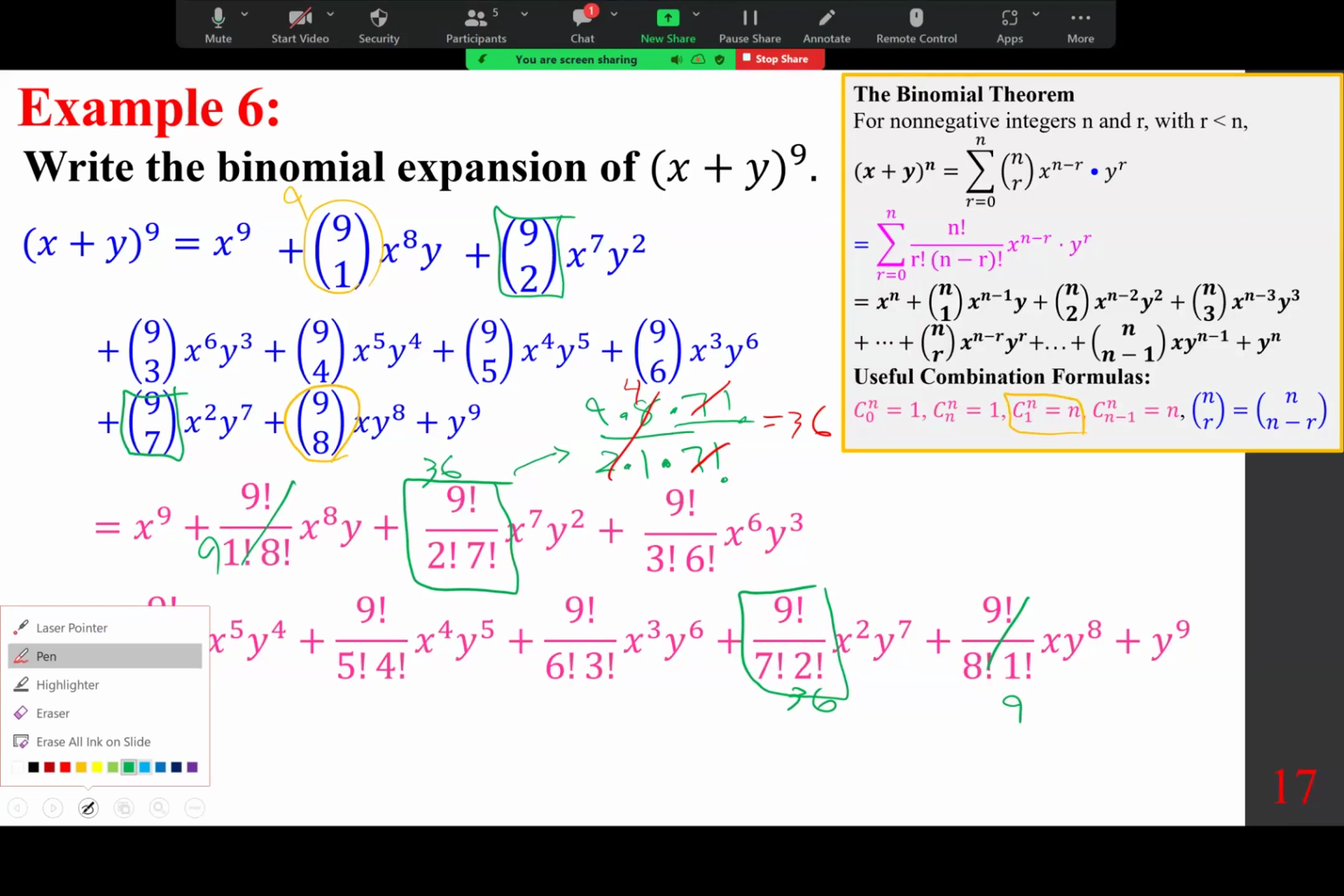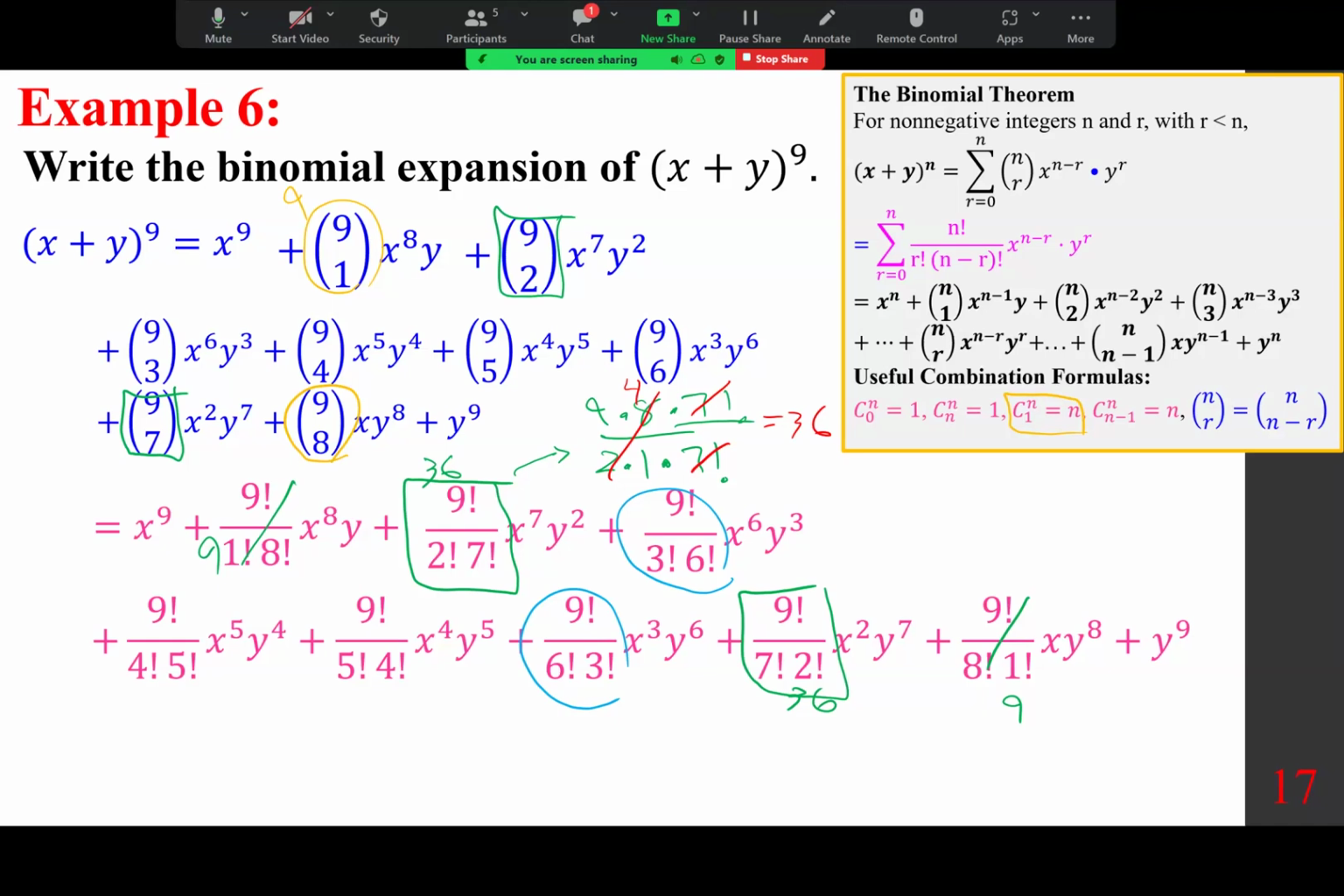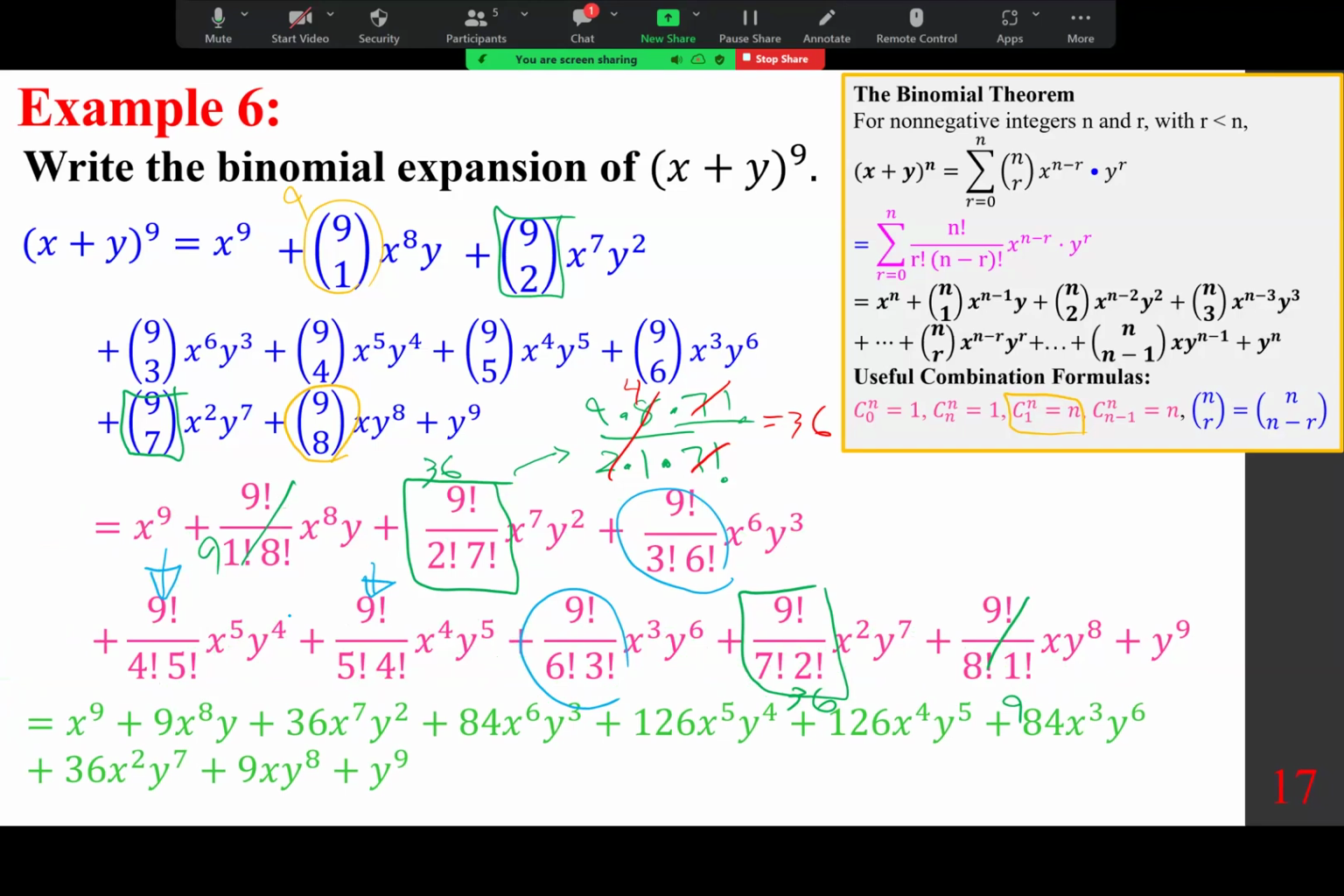Now, I'm not going to do the rest of them, but I'm going to show you this one is the same as this one. Do you see that? So you don't have to calculate both of them. And this one is the same as this one. So when you go through the process, you get the following, everybody. x to the power of 9 plus 9 x to the power of 8 y, all the way to y to the power of 9.